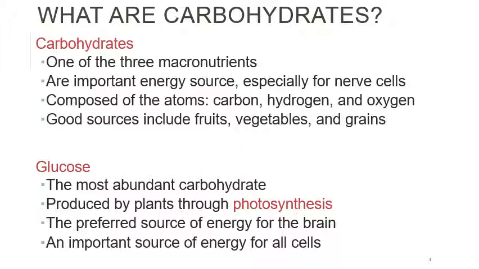So what happens when glucose runs out? Then the brain uses fat as an energy source. So remember, the primary source of energy for the brain is glucose. The secondary source of energy for the brain is fat. Glucose is also an important source of energy for all cells.